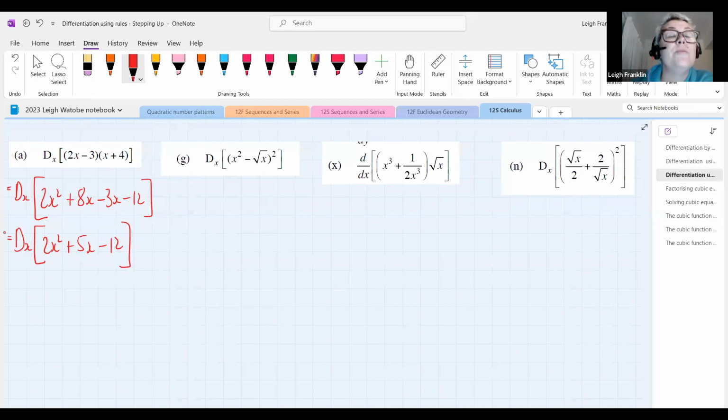Now you're ready to apply your power rule to every single term. So what should you write now? With the power rule, the first term is going to be 4x. Good. The second term is going to be plus 5. Lovely. Then the last one is equal to 0. Beautiful. There you go. 100%. You did that one perfectly. Good job. Well done. Okay, thank you, ma'am.